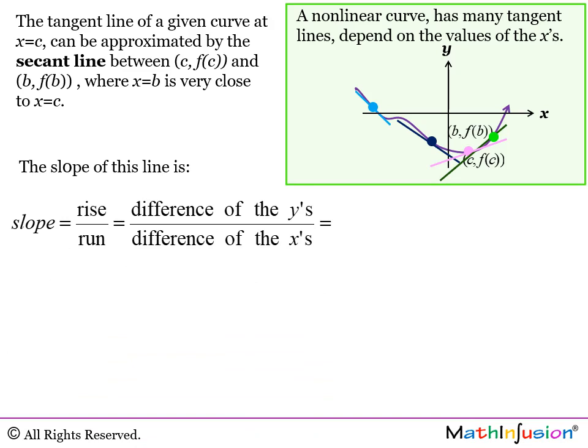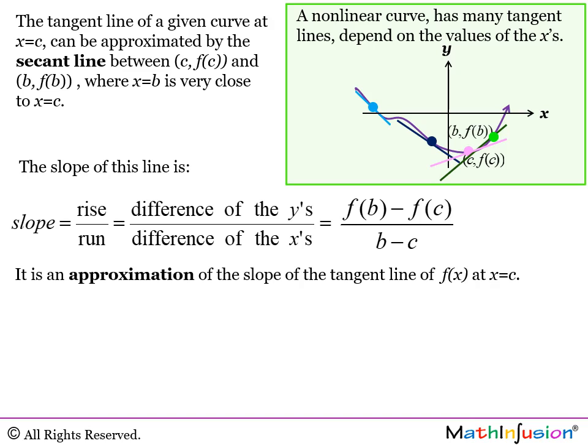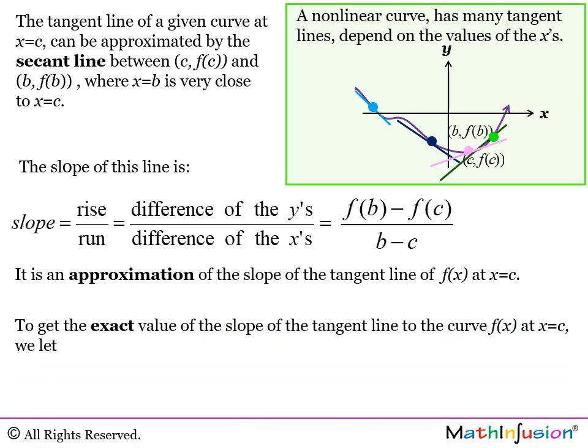So what is the slope of the line? It is still rise over run, the difference of the y's over the difference of the x's, but now the difference of the y's is f of b minus f of c, and the difference of the x's is b minus c. But this is only an approximation. To get the exact value of the slope of the tangent line at this point where x equals c, we really need b to approach c.